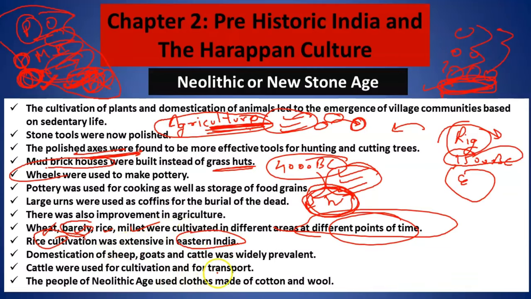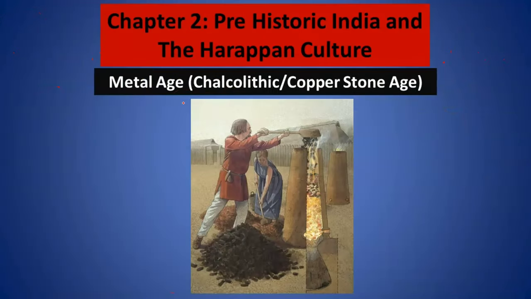They also started making clothes and wearing clothes made of cotton and wool in the Neolithic age. So, this was a remarkable development in human civilization. Now, as I told you, first we will see Paleolithic, then Mesolithic, then Neolithic, then comes the Metal Age. So now let's see what happened in the Metal Age.